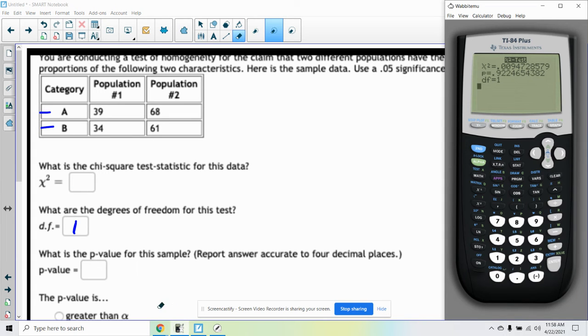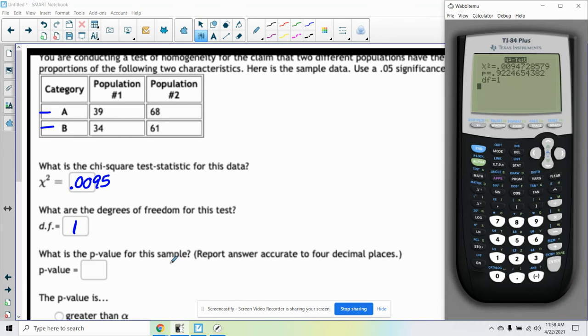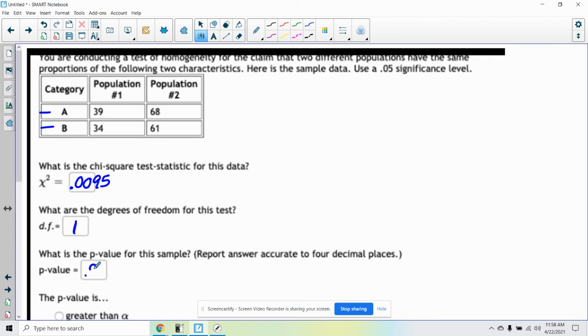Our test statistic is 0.0095. And our p-value to 4 decimal places is going to be 0.9224. Basically, you could say 1, or you can leave it as 0.922. Actually, that'll round up to 5, so this would be 0.9225.